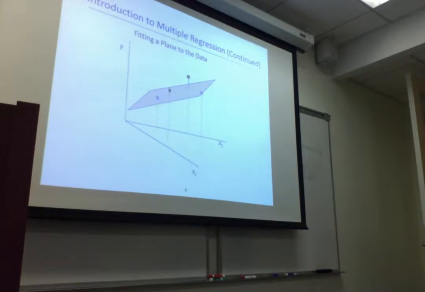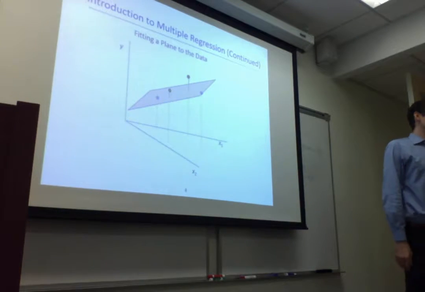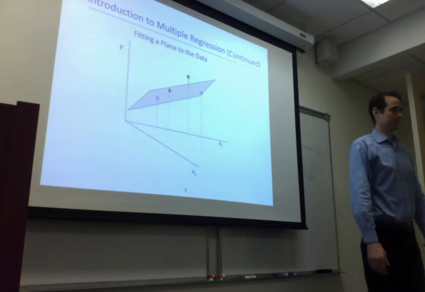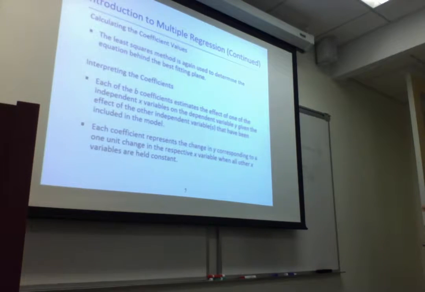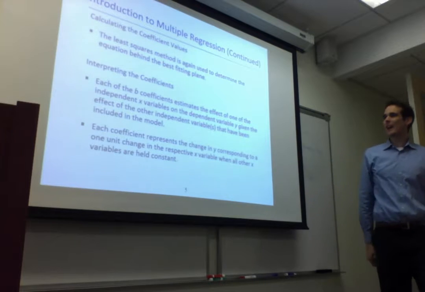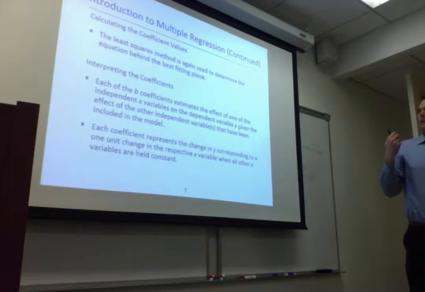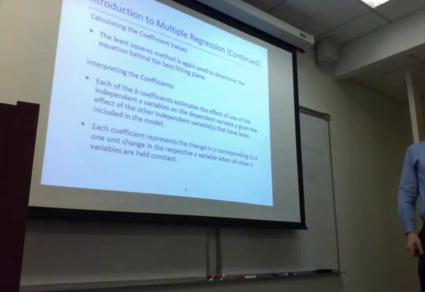Now that we are familiar with Excel, boom. Put it in Excel, and it crunches all those numbers for us. And it spits out a regression equation. All right. Again, the least squares method is used to determine the best fitting plane. Each of these coefficients estimates the effect of the independent variables on the dependent variable, given the other variables that have been included in the model.